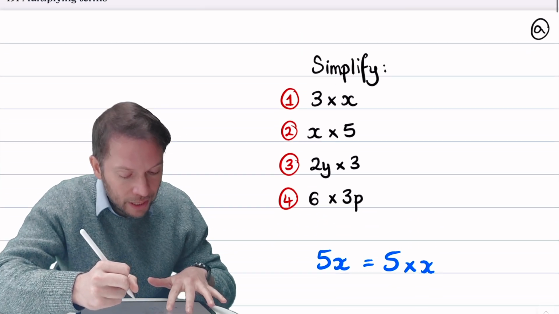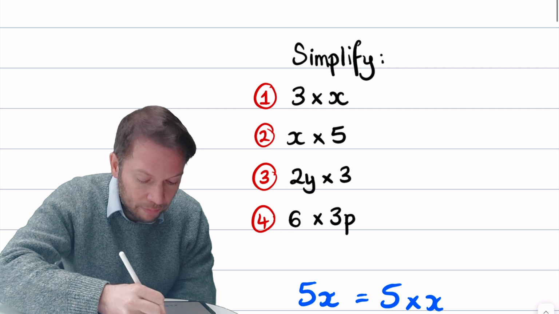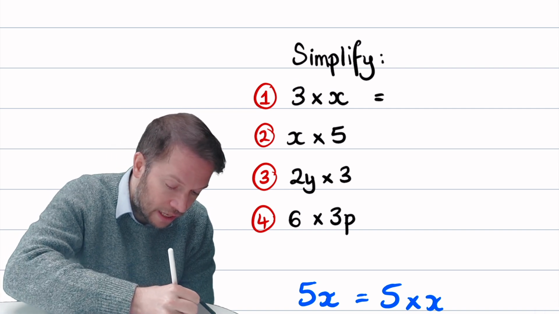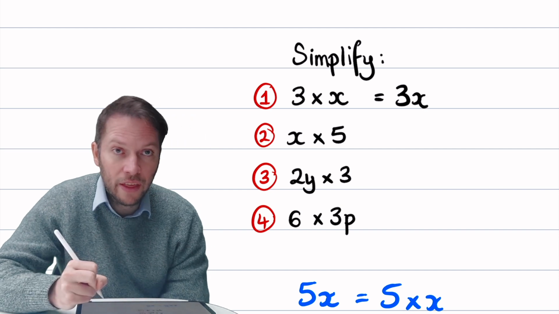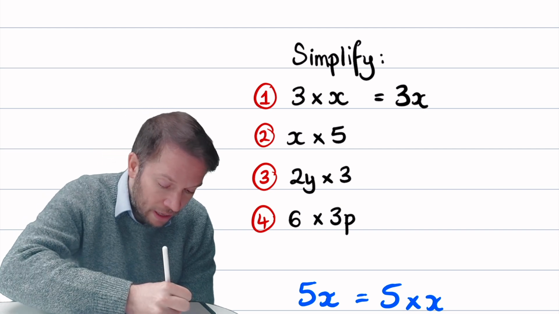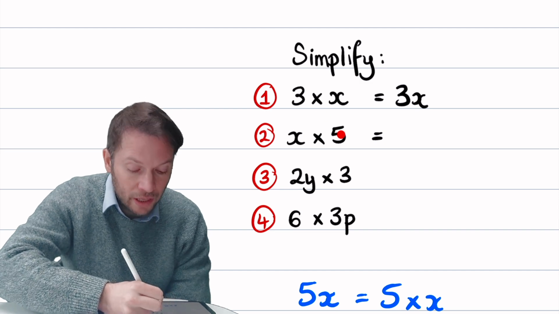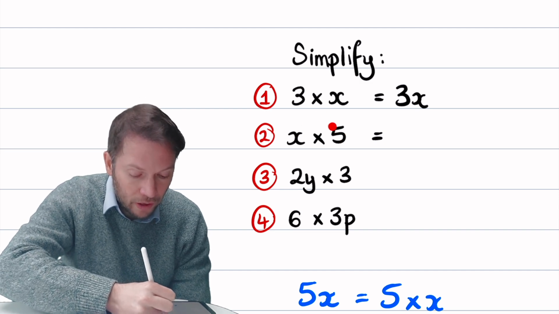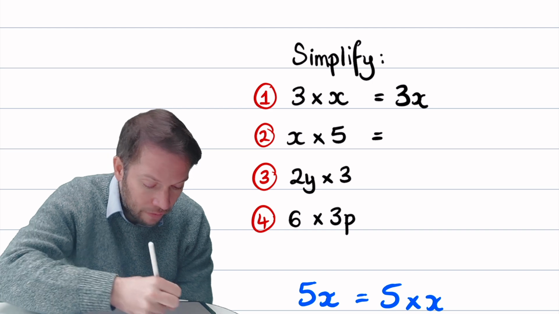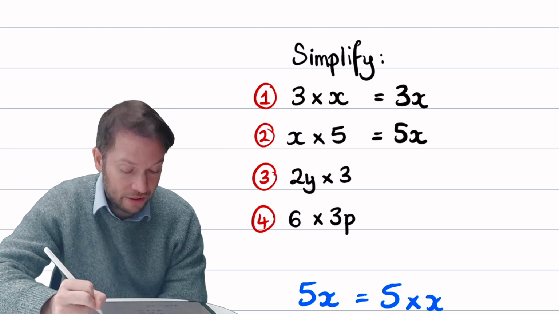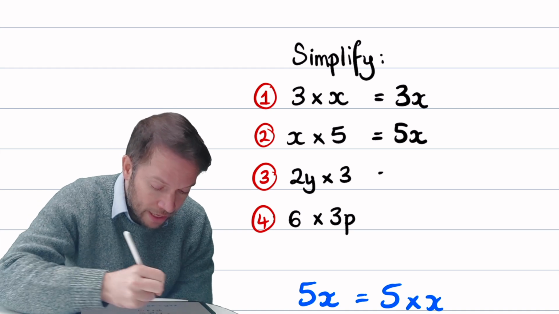So in this first one, we've got 3 times x. Well, we saw that we can just write them together like this as 3x, with the number first. What about the second one? Well, we've got x times 5. When we times them together, we've got the 5 and the x, but we write 5x, not x5, because we put the number first.